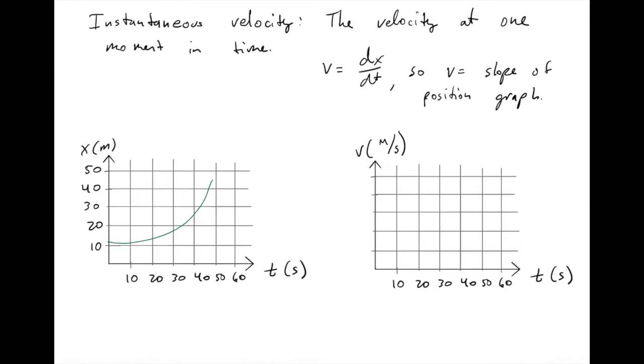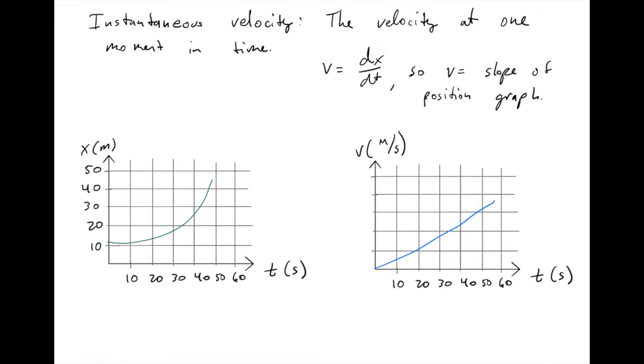In this position graph, the slope is changing, right? The slope is getting steeper and steeper as time goes on. That means the value for the velocity is also changing. The velocity gets larger and larger over time because the slope is steeper. So in this case, the velocity might look something like this. I haven't bothered to put values on the vertical axis.